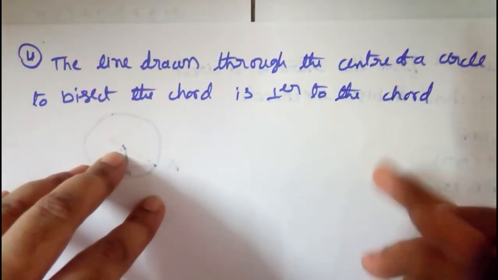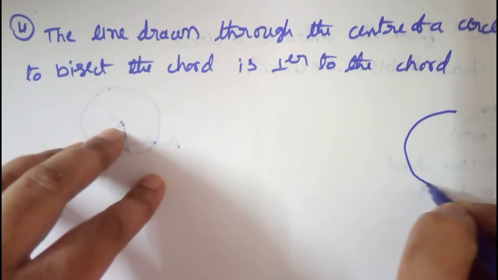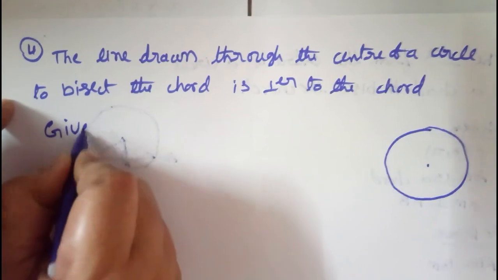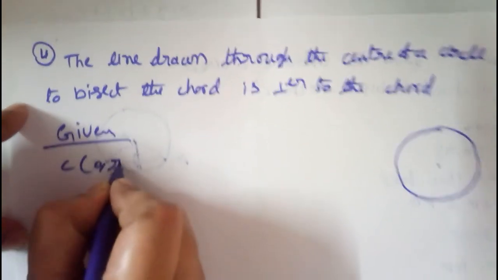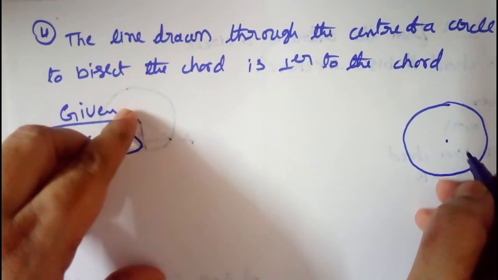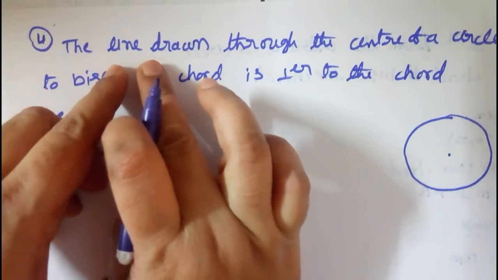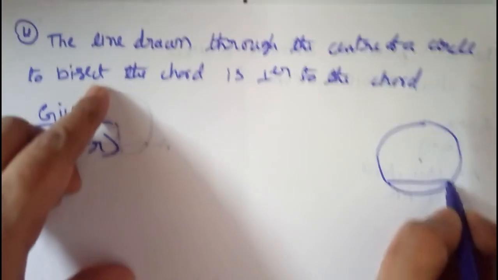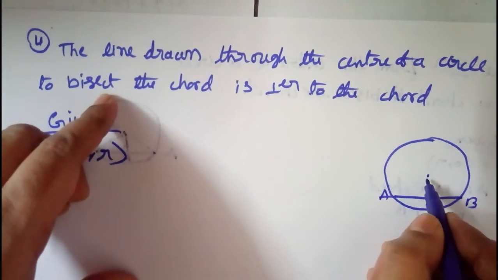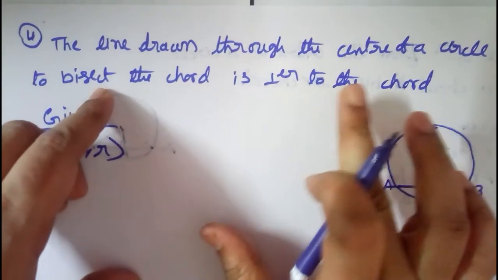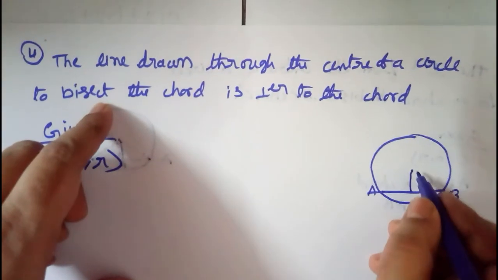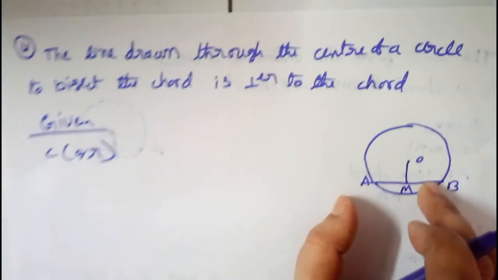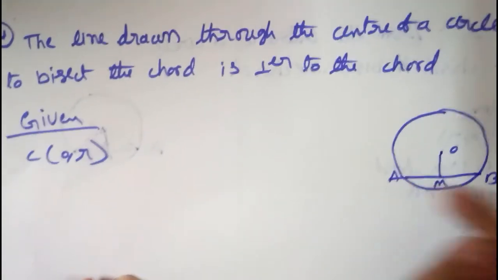So from the statement you can draw the figure. It is a circle, the center O, and radius r units, given. C is a circle with the center O, radius r units. The line drawn through the center of a circle to bisect the chord. So draw a chord. AB is a chord, and a line is drawn through the center of the circle to bisect the chord. That means this O is the center. OM bisects the chord means AM is equal to BM. You have to prove this OM is the perpendicular to AB.